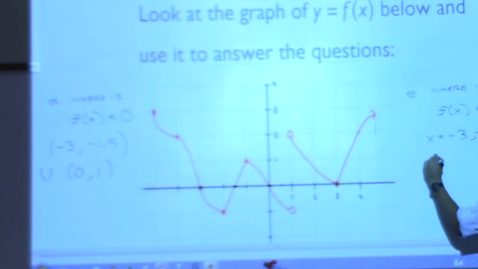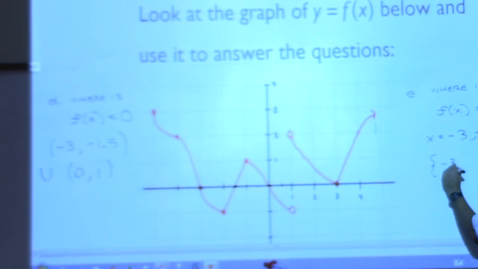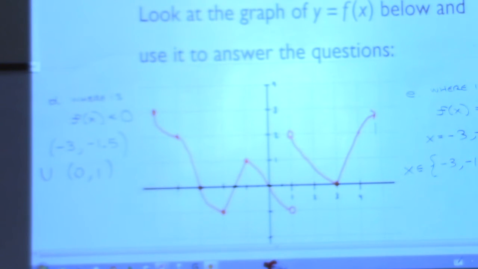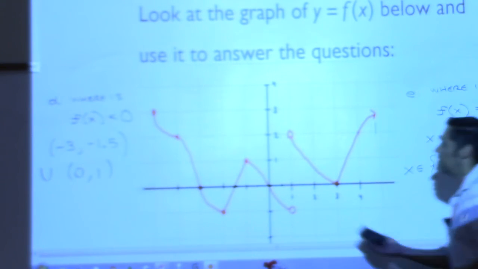We use a set of braces and list the numbers out. Would you put x so that x equals? You could say x, remember that symbol? x is an element of this set. This is a set of numbers as opposed to an interval. The difference is you use the braces instead of parentheses. Okay? All right, so far, there's a fountain of information coming off of this graph.